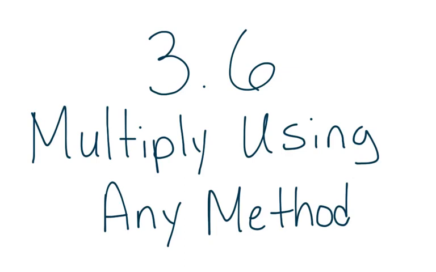3.6 is all about multiplying using any method. So we're going to review the 3 methods that we did learn, and we're going to touch on expanded form, which we did not talk about, but we used last chapter. And then you guys are going to practice using any method you would like.